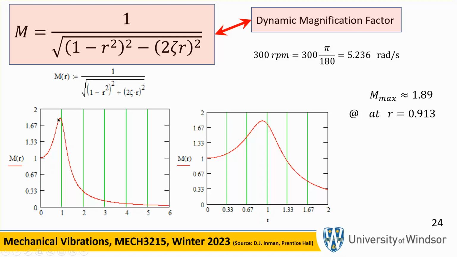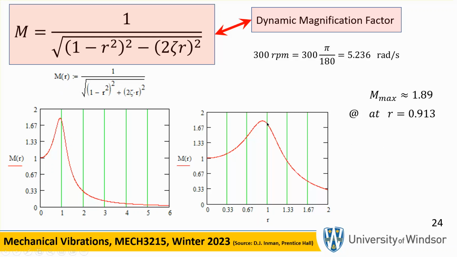This peak, just look at that. It happens at around 0.913, not at R equal to 1. But because these are so close to each other, it's easier to put R equal to 1 in some calculations and get the maximum value of R. So what you get if you put R equal to 1 is not really the maximum. It's a little bit less than the maximum. You can see that right there.